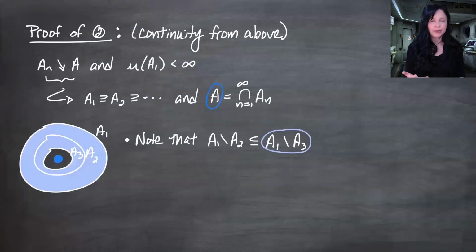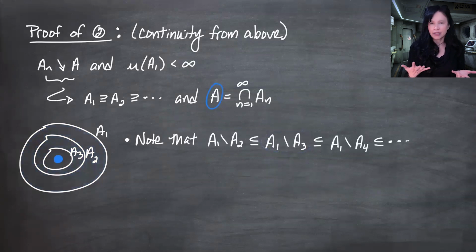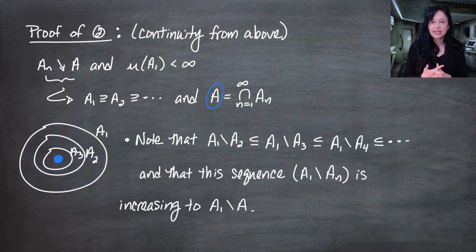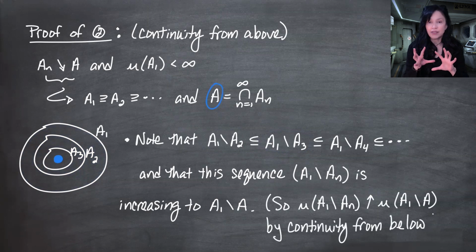So what I'm trying to say here in general is that A1 minus A2 is contained in A1 minus A3, and that's contained in A1 minus A4, etc. And this sequence, A1 minus AN as N runs from 2 on up, is increasing to A1 minus A, which is going to be everything in this circle outside of that blue dot. So I've got the outer skinny ring and then a wider ring and then a wider ring, and it is approaching everything that's outside of A but still in A1. So everything in A1 minus A.